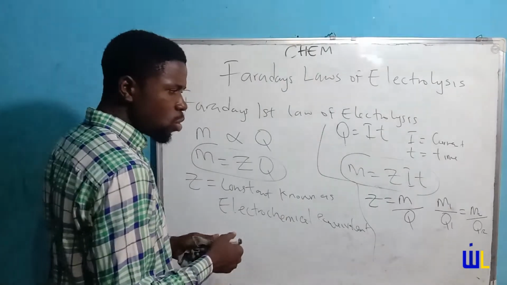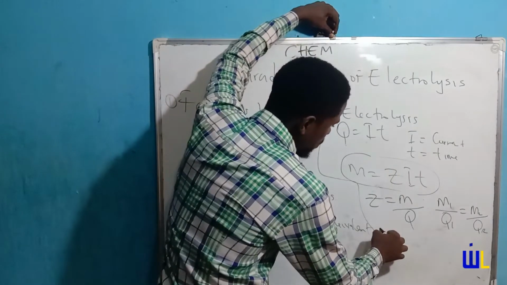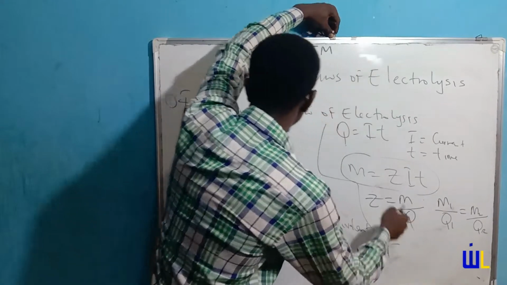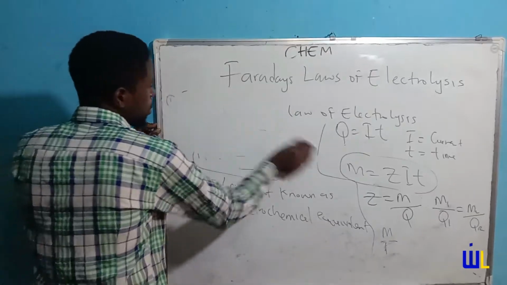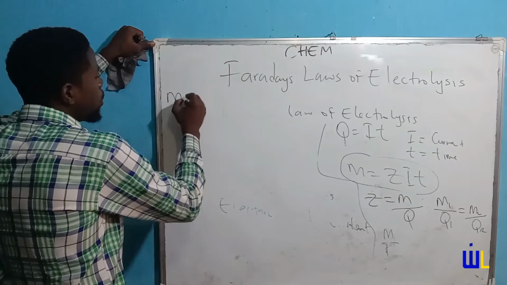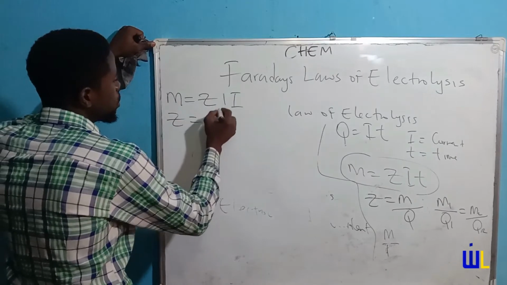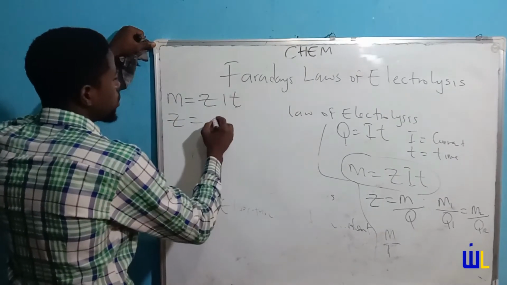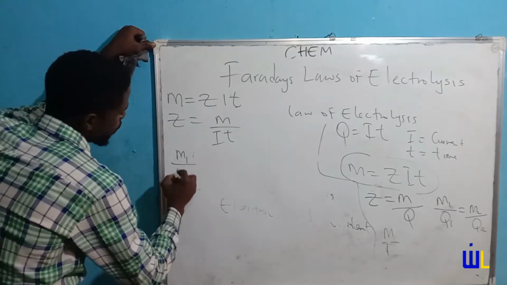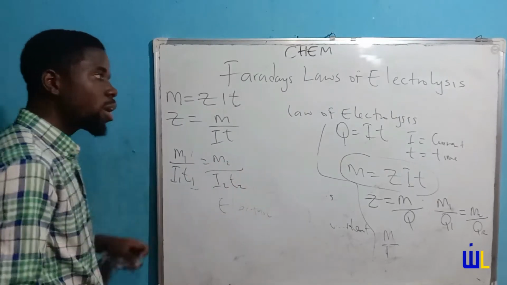Having established this, you would also note that since Q equals IT, instead of having M over Q, we are going to have M over IT. Let me put that down here. So you have M equals ZIT. Therefore, Z equals M all over IT, which implies that M1 over I1T1 equals M2 over I2T2. Okay, so we have that.